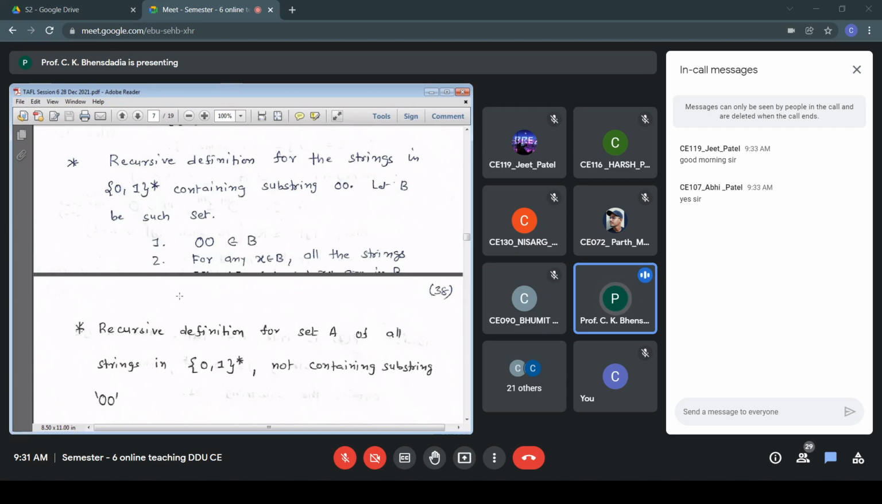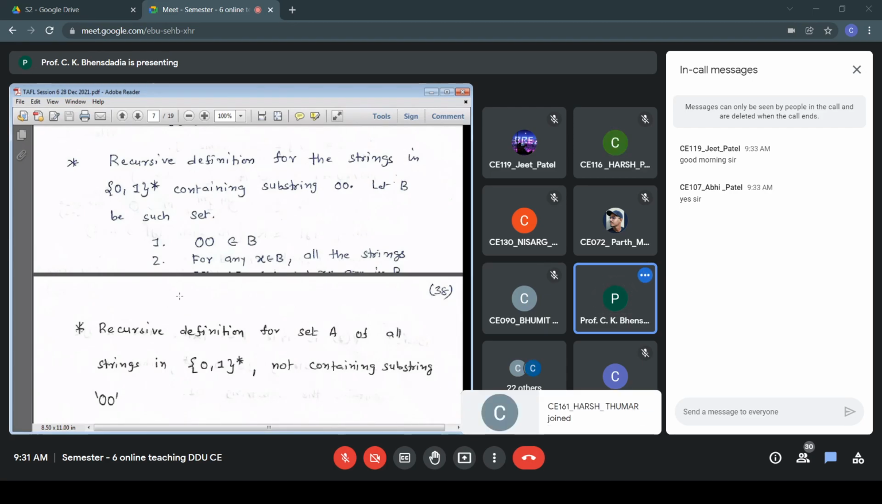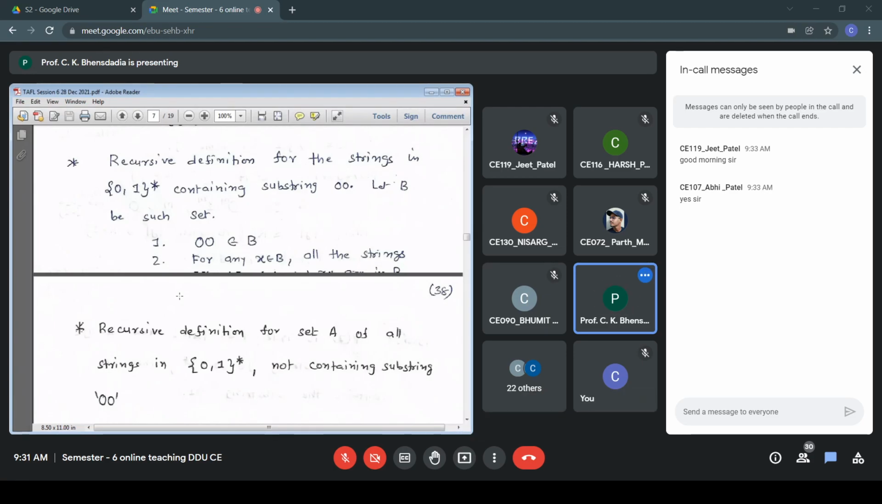This is a little tricky definition. Not containing substring 00. The shortest string would be here in set A. The shortest string would be, any guess?